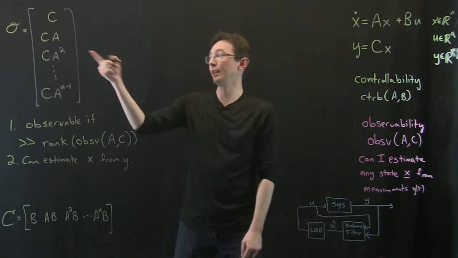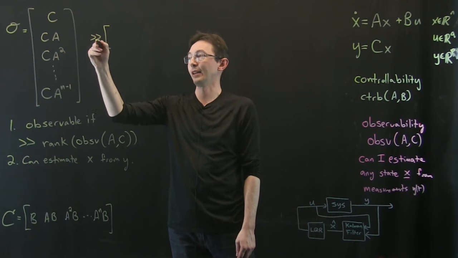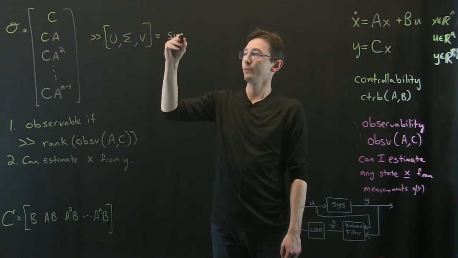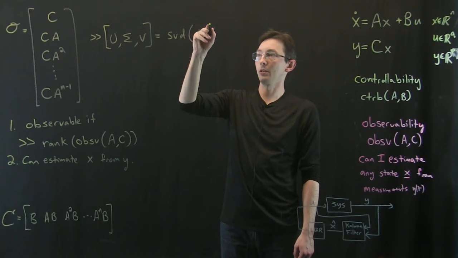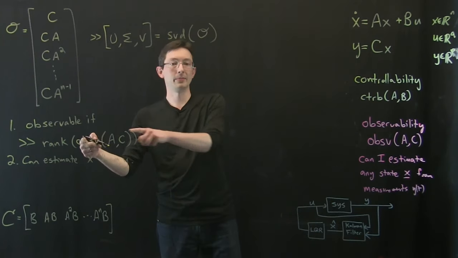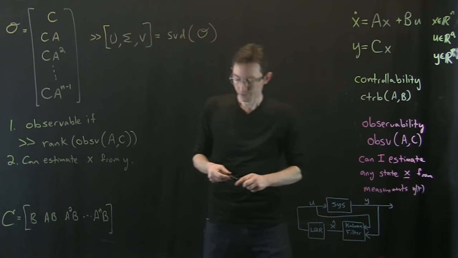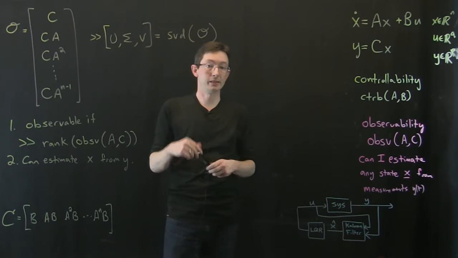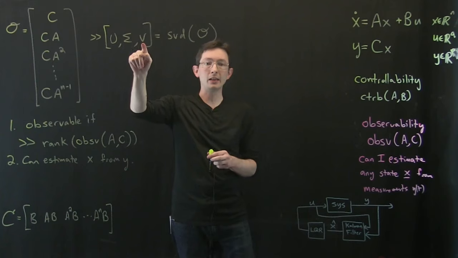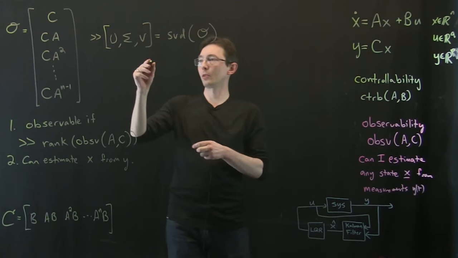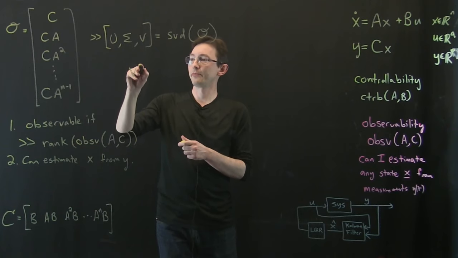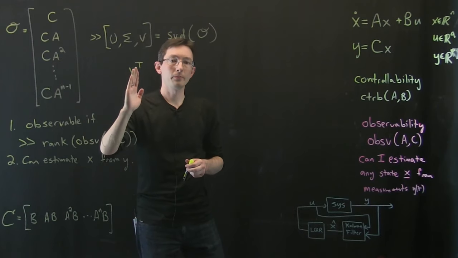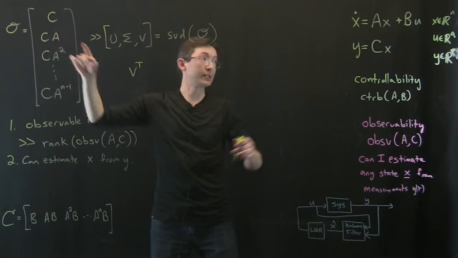And we can also look at the SVD of this observability matrix. So I could say in MATLAB, U, Sigma, V equals SVD of this curly observability matrix, and of course, I would literally just type in OBSV of A, C here. And now we care about the row space of this singular value decomposition. So now the columns in V, or if you like, the rows in V transpose, are in order the most observable states in the state space.